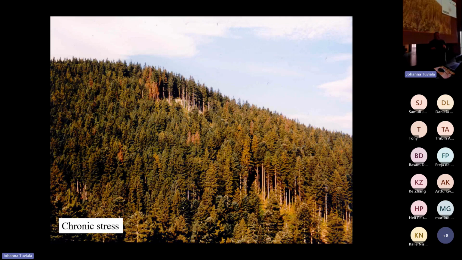This is a picture from northern Slovakia, and that was stress caused by drought and bark beetle attack on trees, and the attack was dispersed.